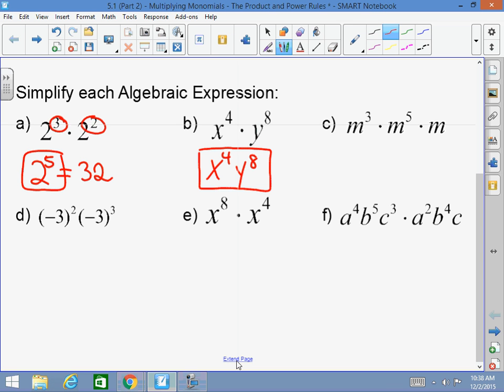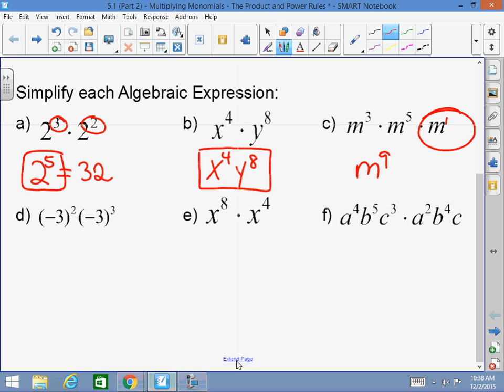M to the 3rd times m to the 5th times m to the 1st. This is going to be m to the 9th. Very good. Remember that when you just have an m by itself or an n or any variable, please remember that there is an invisible exponent of 1 there. So that would be m to the 9th. You keep the same base and you add the exponents.